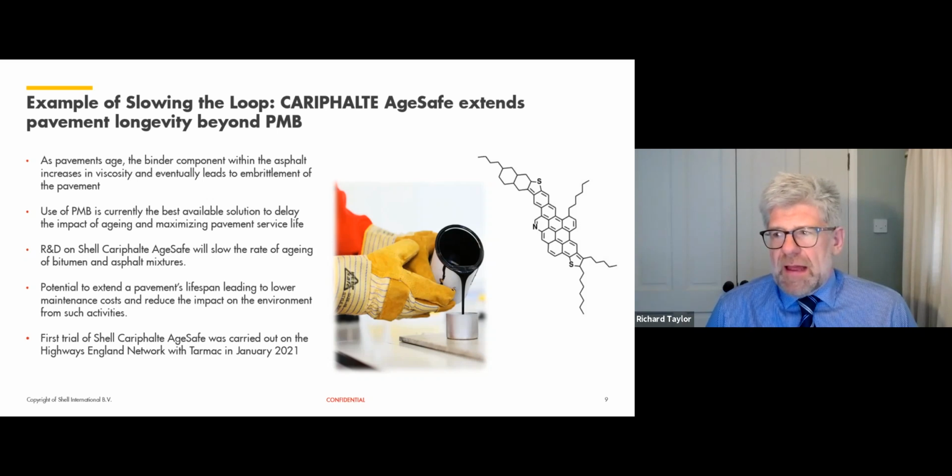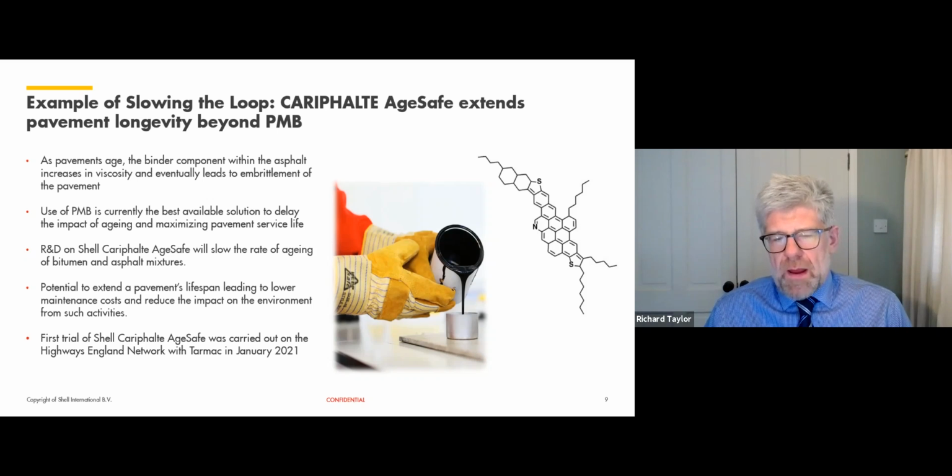Over the last 5 years or so, we've been working on a way of slowing down the aging of bitumen. So we're trying to go beyond the story of PMB. We're asking, how can we preserve those PMB characteristics that give that performance benefit for the maximum time, in order to actually slow that loop and make sure that the cycle of events in the asphalt cycle is slower? How we're doing that is we have an additive package that we put into any grade of bitumen that we make, and this additive package works in different ways to slow down the aging.